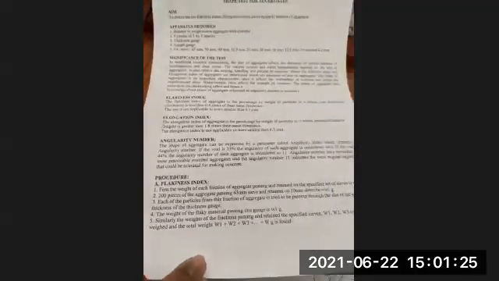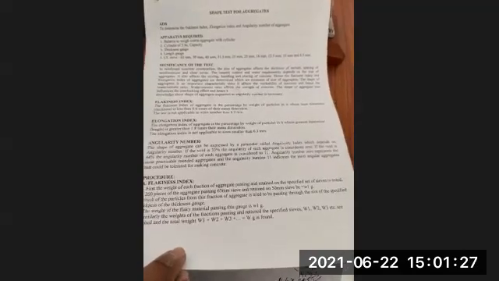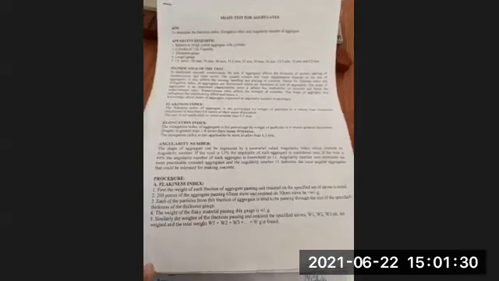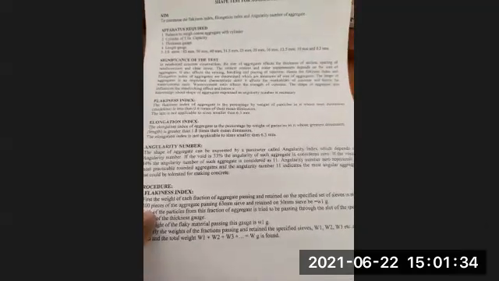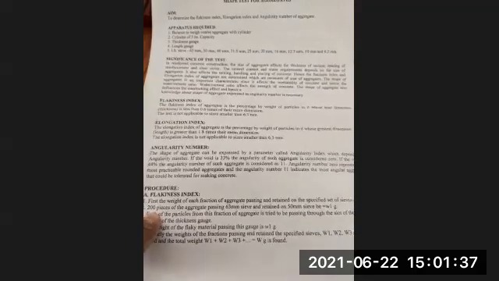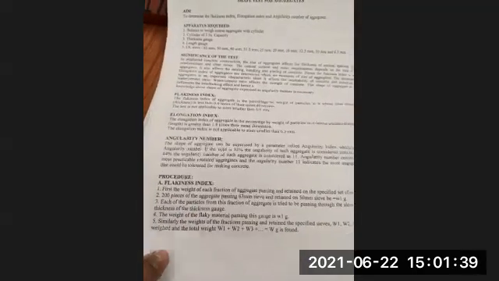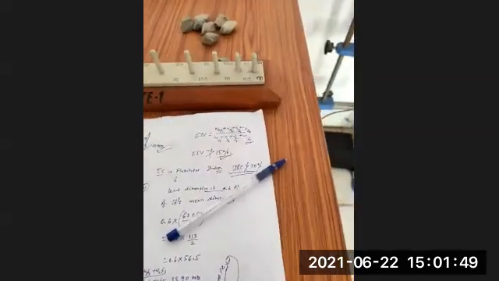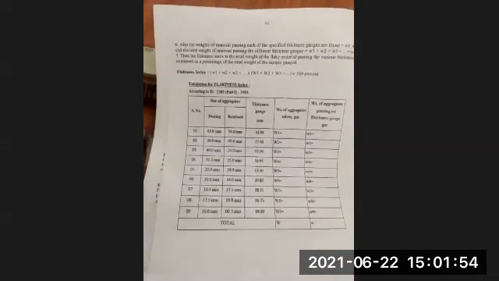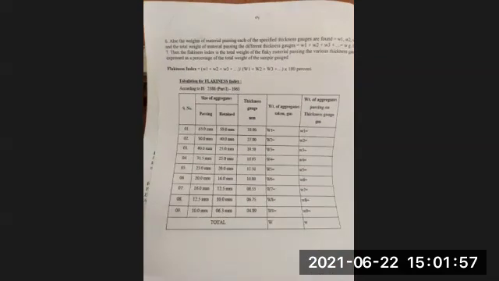I already discussed this. Procedure: first, the weight of each fraction of aggregate passing and retained on the specified set of sieves is noted. 200 pieces. Here also it is written: 200 pieces of aggregate passing 63 mm sieve and retained on 50 mm sieve will be W1 gram. Then we try to pass these aggregates through their corresponding openings. So basically we do all these things during our experiment. Flakiness index value is W1 plus W2 plus W3 by W1 plus W2.